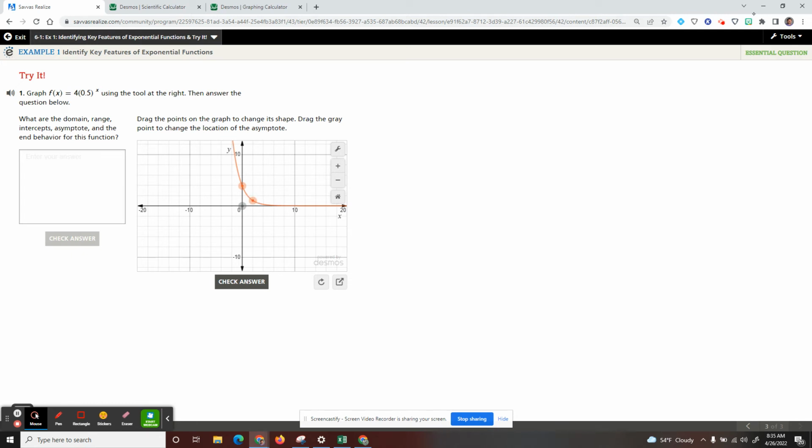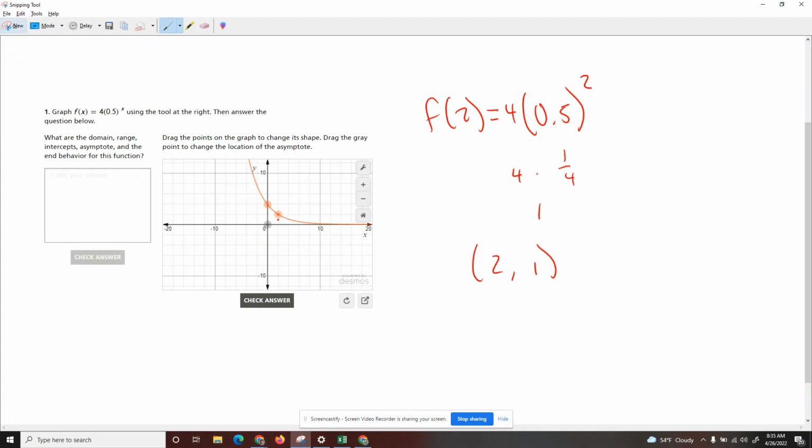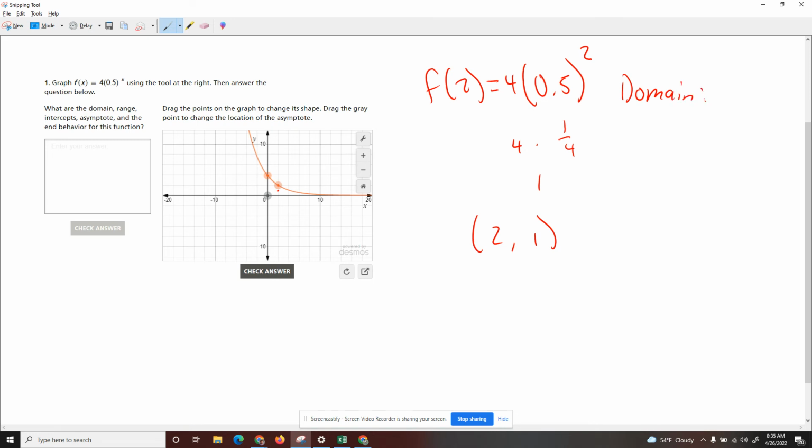All right, so what are the domain, range, intercepts, asymptote, and end behavior of the function? Okay, so let's go through all that. Domain: x goes forever to the right, x goes forever to the left. So domain is all real numbers. Every exponential function is going to have a domain of all real numbers. Range: it goes up forever in this direction, right? And it flattens out at 0. So it's going to be all the y values greater than 0.